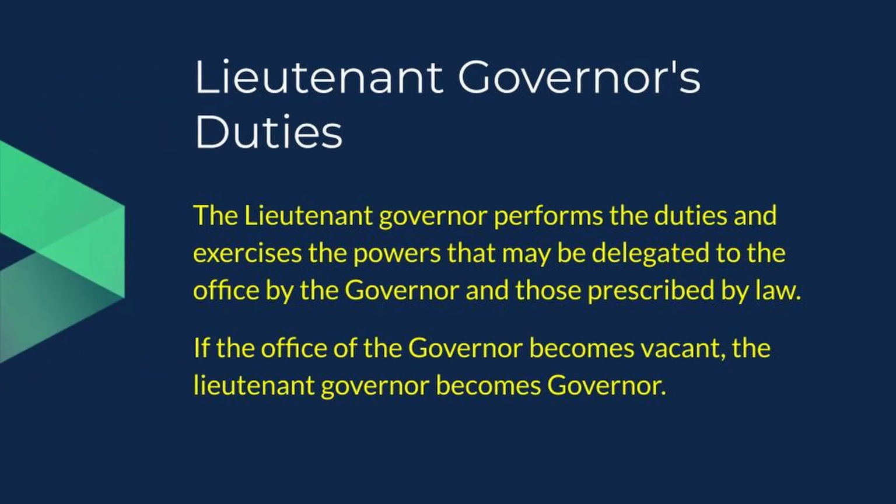Lieutenant Governor's duties. The Lieutenant Governor performs the duties and exercises the powers that may be delegated to the office by the governor and those prescribed by law. If the office of the governor becomes vacant, the Lieutenant Governor becomes governor.